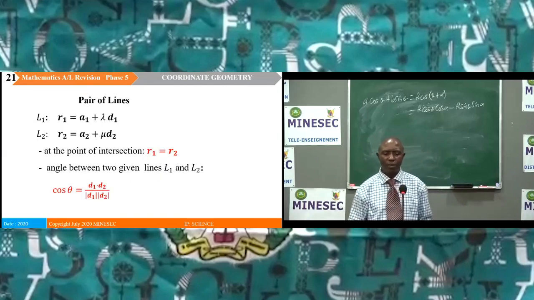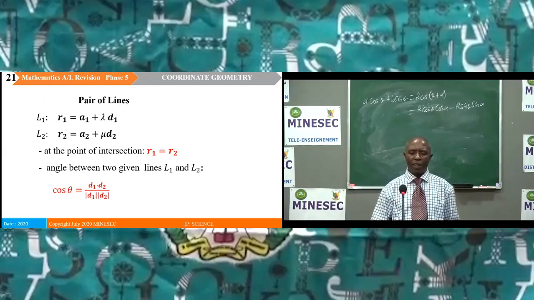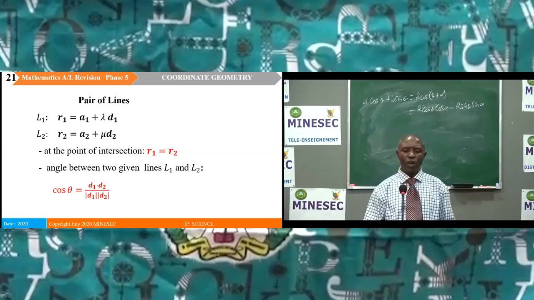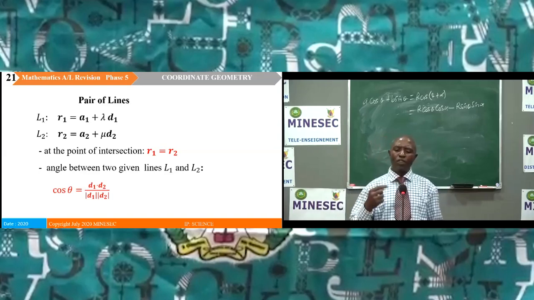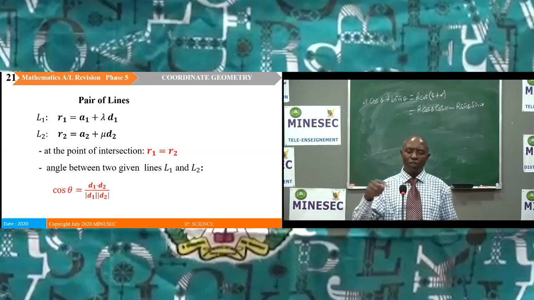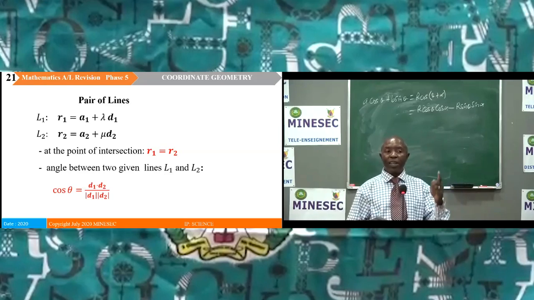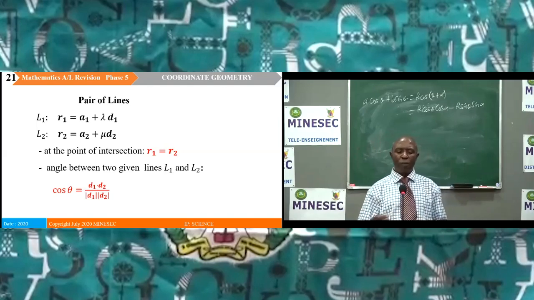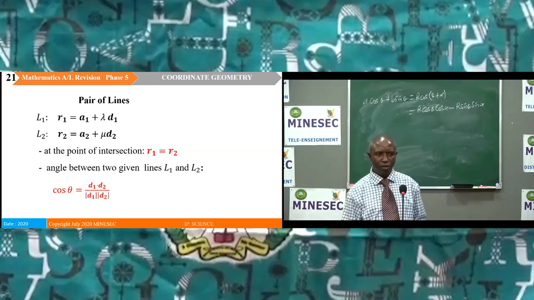Pairs of lines. The lines L1, r1 equal to a1 plus lambda d1, and L2, r2 equal to a2 plus mu d2. d1 and d2 are the direction vectors of those lines. At the point of intersection, the first line would be equal to the second line. That is why you have r1 equal to r2. And the angle between these lines will be the dot product of their direction vectors divided by the product of the magnitudes of the direction vectors.